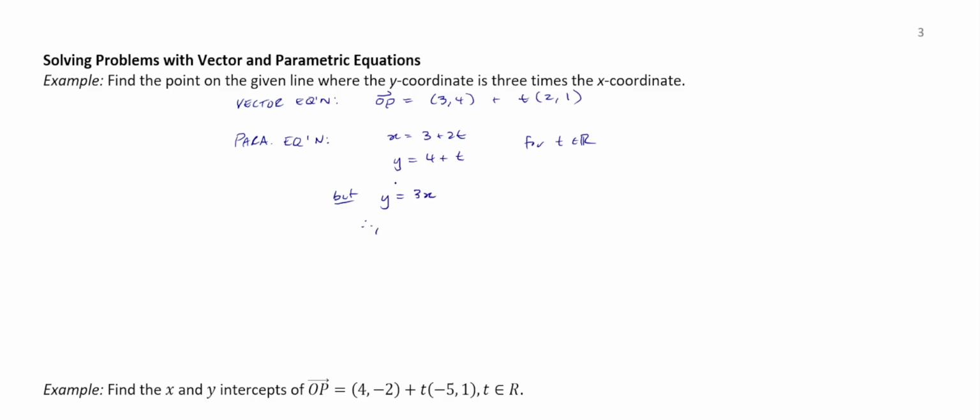So therefore, instead of writing y, I'll just say 3x is equal to 4 plus t. So let me put these equations together. This is one parametric equation, and that's my second parametric equation, because I'm looking for the case in which y is equal to 3x. So let's put them on top of each other. x is equal to 3 plus 2t, and my second parametric equation is 3x is equal to 4 plus t. So two equations, two unknowns.